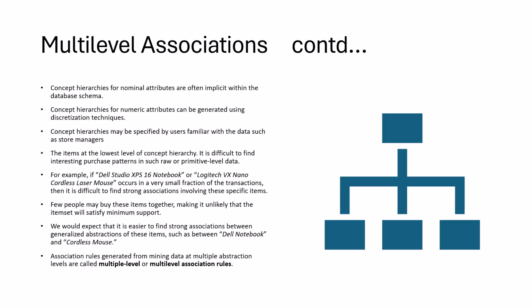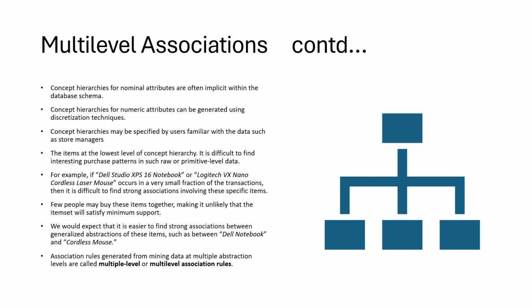For the items at the lowest level of our concept hierarchy, it is difficult to find interesting patterns in such raw or primitive level data. For example, Dell Studio XPS 16 notebook or Logitech VX Nano cordless laser mouse occurs in a very small fraction of the transactions, so it is difficult to find strong associations involving these specific items. Few people may buy these items together, making it unlikely that the itemset will satisfy the minimum support. We would expect that it is easier to find strong associations between generalized abstractions of these items, such as between Dell notebook and cordless mouse.